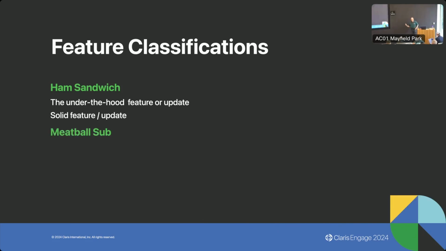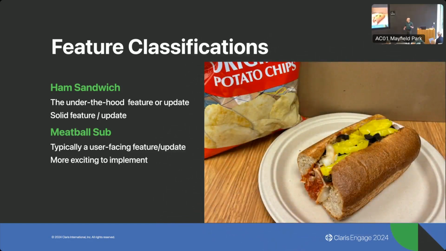Then from there, we move on to the meatball sub. Those are the features that are typically a little bit more user-facing, because whenever you implement that particular feature, your users get excited about what they're now able to do. It's more exciting to implement as a developer. It's got the marinara, the melted mozzarella, maybe some banana peppers on top.